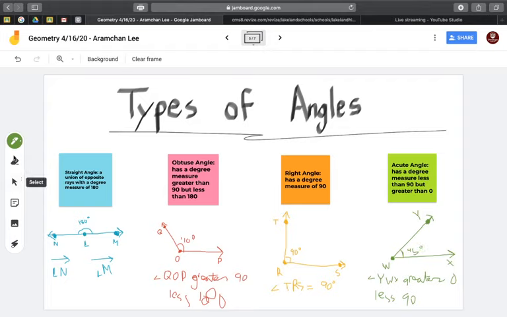One more thing before we move on, I'd like to review how to name angles. So this obtuse angle, angle QOP, can also be written in multiple different ways. It can be written as angle O. It can be written as angle POQ as well.